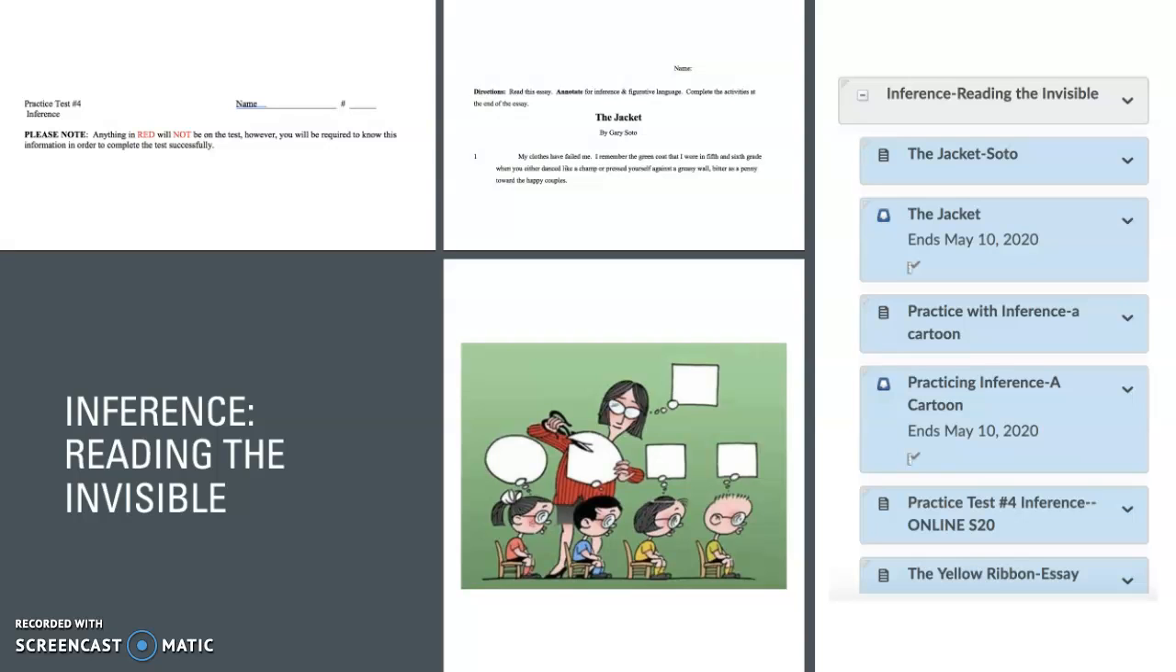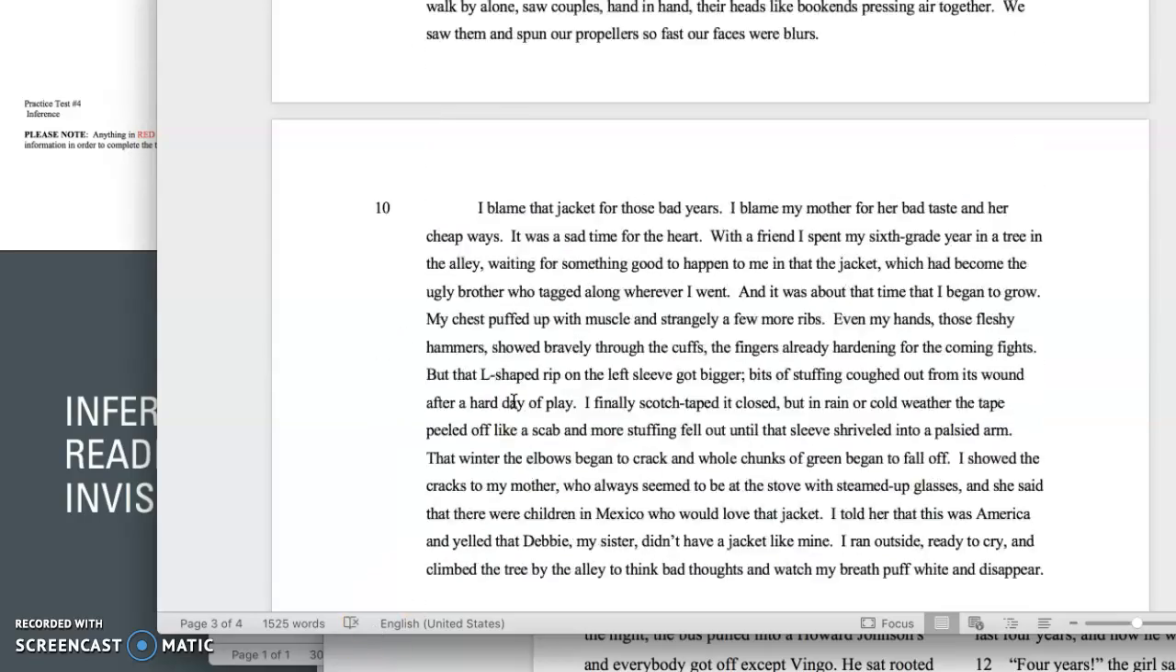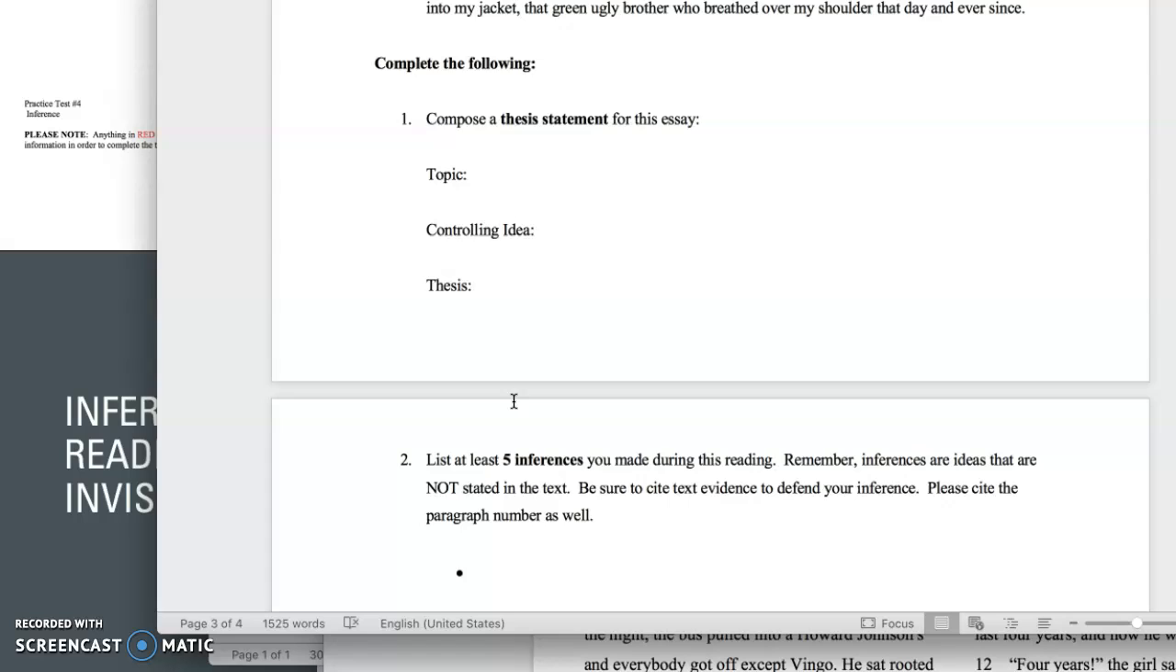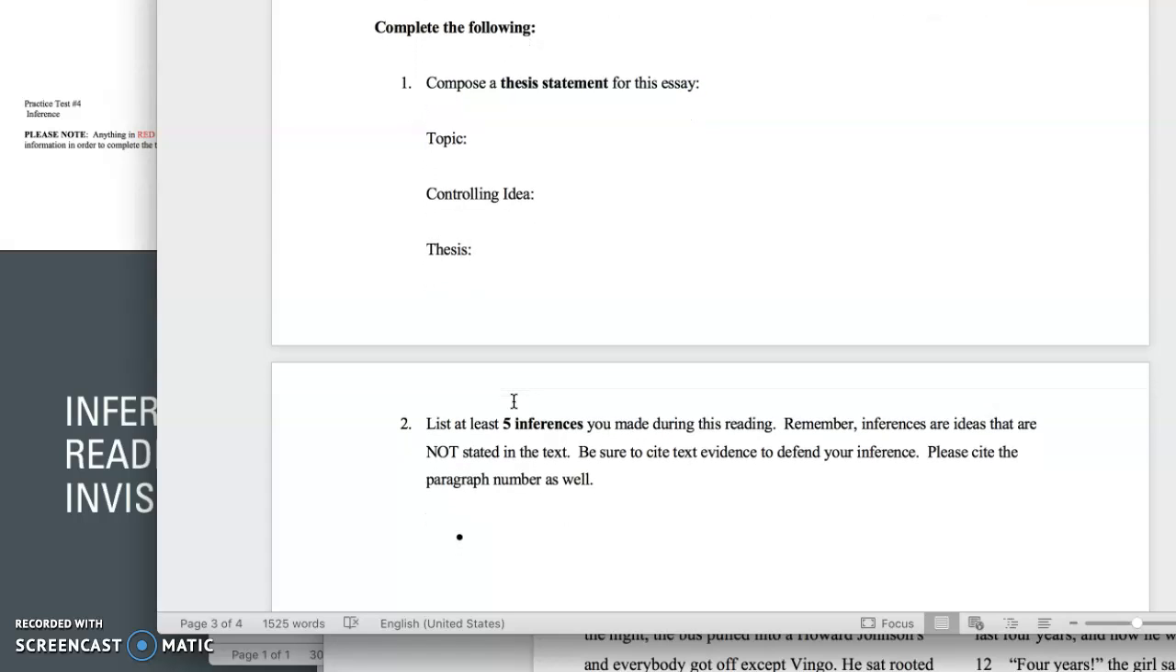Okay, so here we are, and the first thing you're going to do is this assignment called The Jacket. You're going to be reading this essay and annotating for inference and for figurative language. At the end of the essay there are a couple of things that I'm asking you to do, and one of them is to complete the thesis statement. So you're going to figure out the topic, figure out the controlling idea, and then compose a thesis statement.